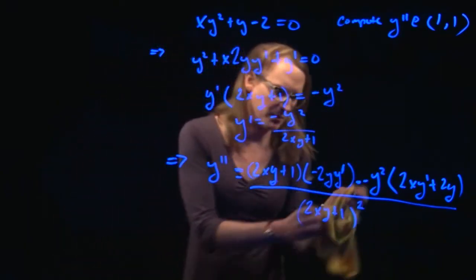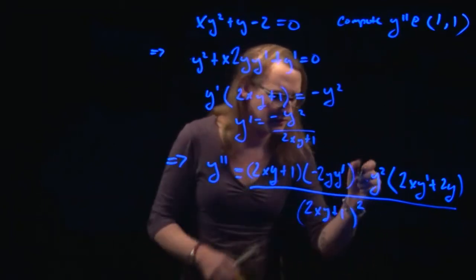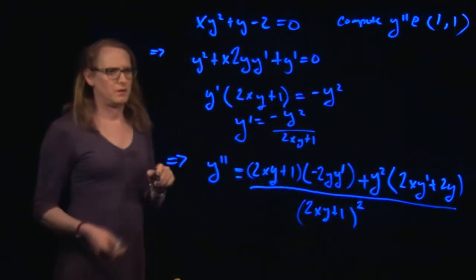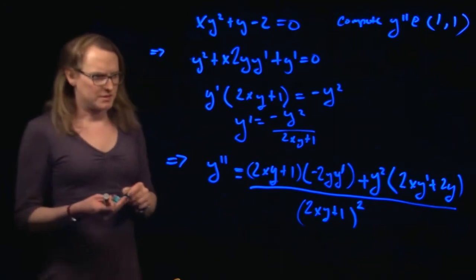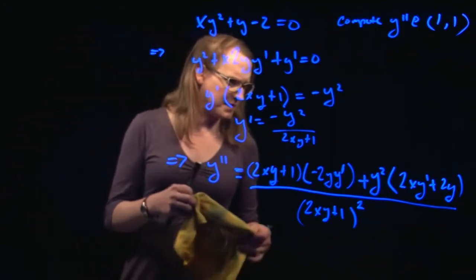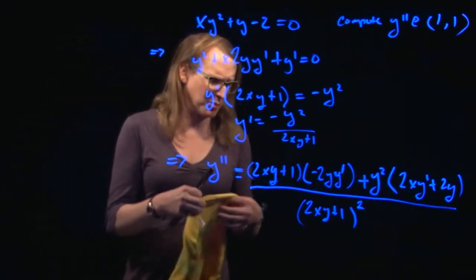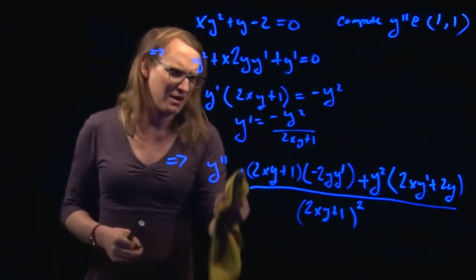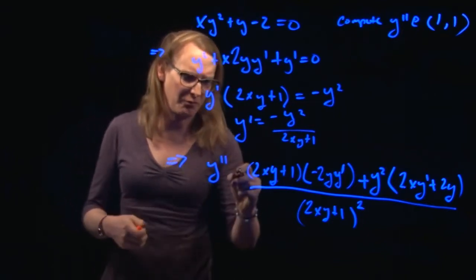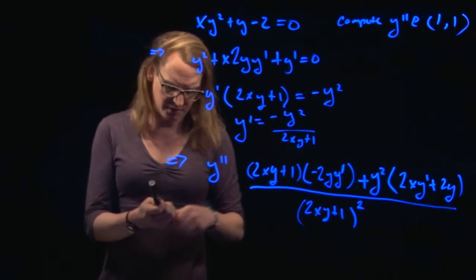I'm going to put these double negatives back to a positive. What other simplifications can I make? I think that's about it. I could start pulling some 2's out and stuff like that, but I'm not sure that's going to help me do anything.